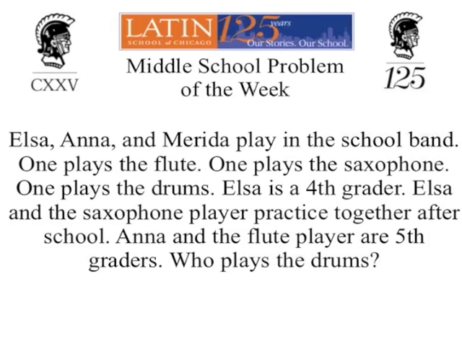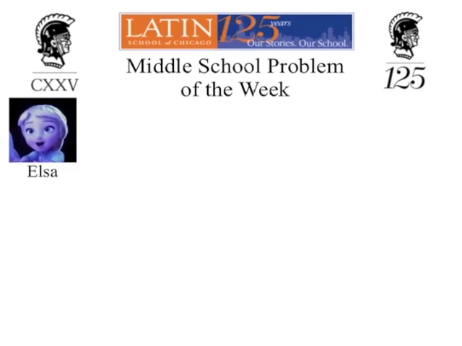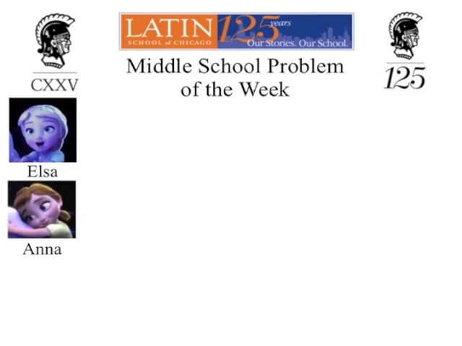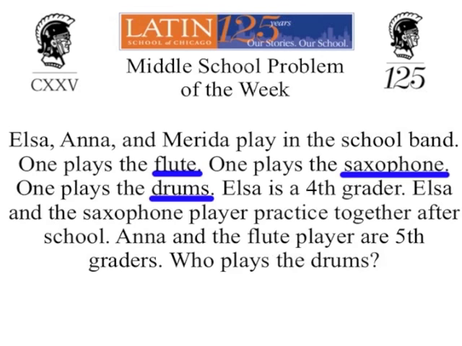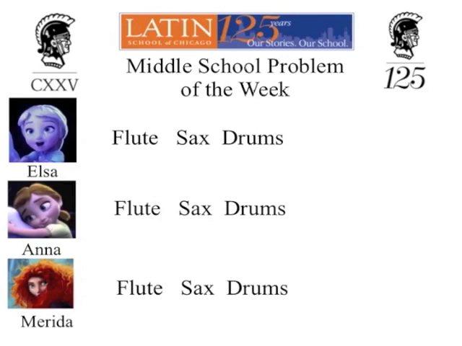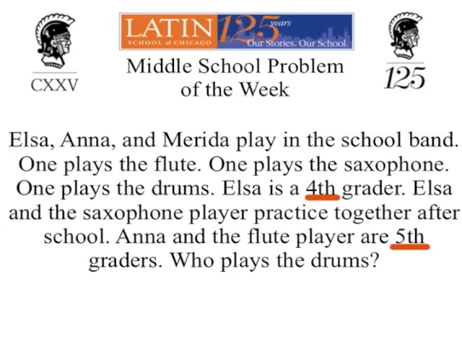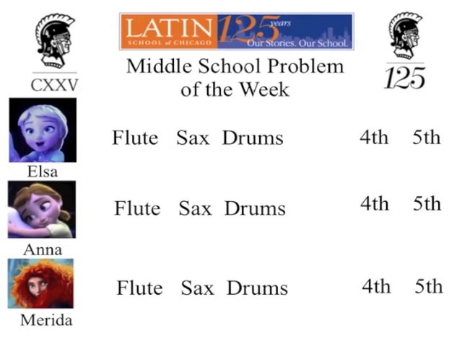Who plays the drums? Well, let's introduce our characters. Here's Elsa, here's Anna, and here's Marita. And we go back to our problem and we see that the three instruments are flute, saxophone, and drums. So we write them in as shown so we can make a little chart to work with. Then we go back to our problem and we see that they're all either fourth graders or fifth graders. So we write fourth and fifth over on the right in our chart.